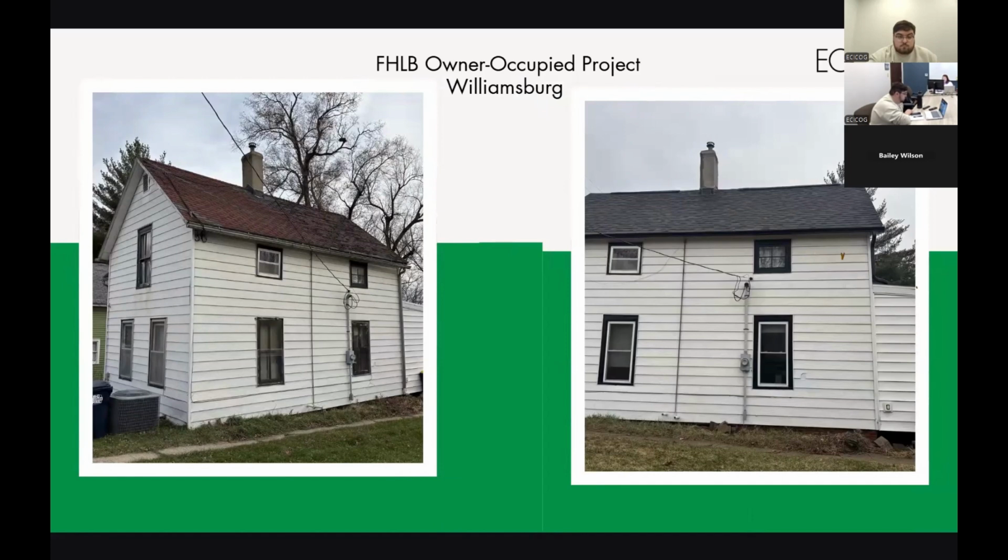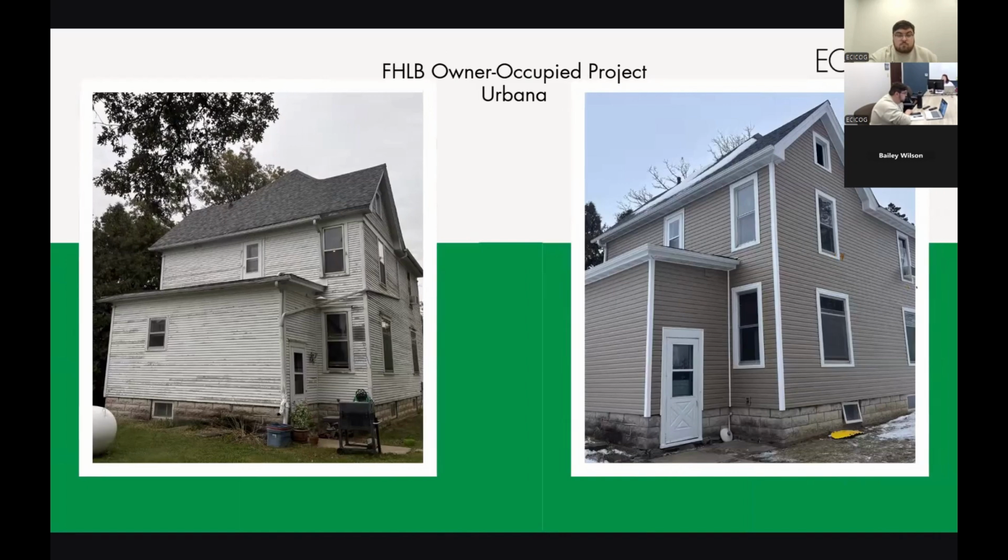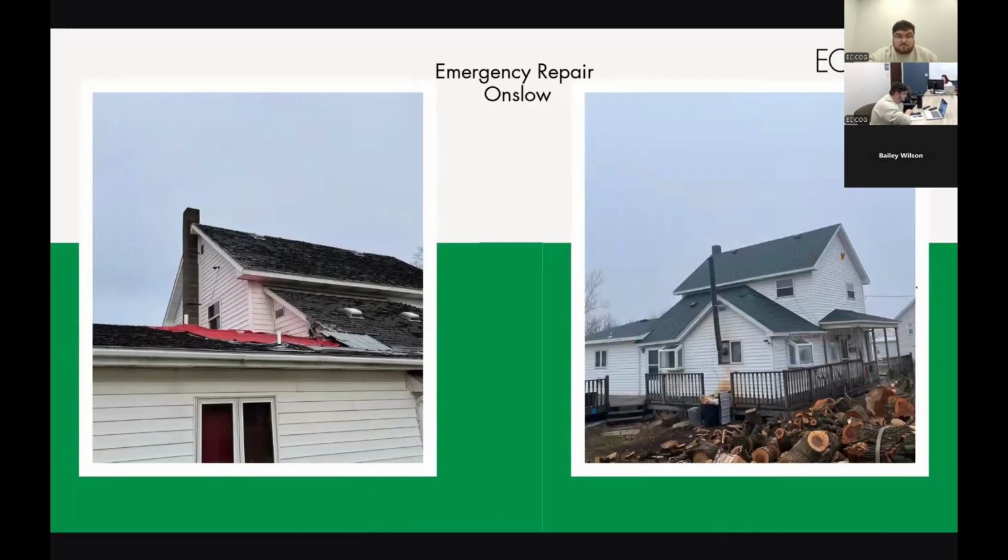This is a home in Williamsburg. You can see their really bad roof that was replaced, as well as some new windows. Here's one in Urbana. Again, new siding there made quite a difference. Here's an emergency repair project we did in Onslow.